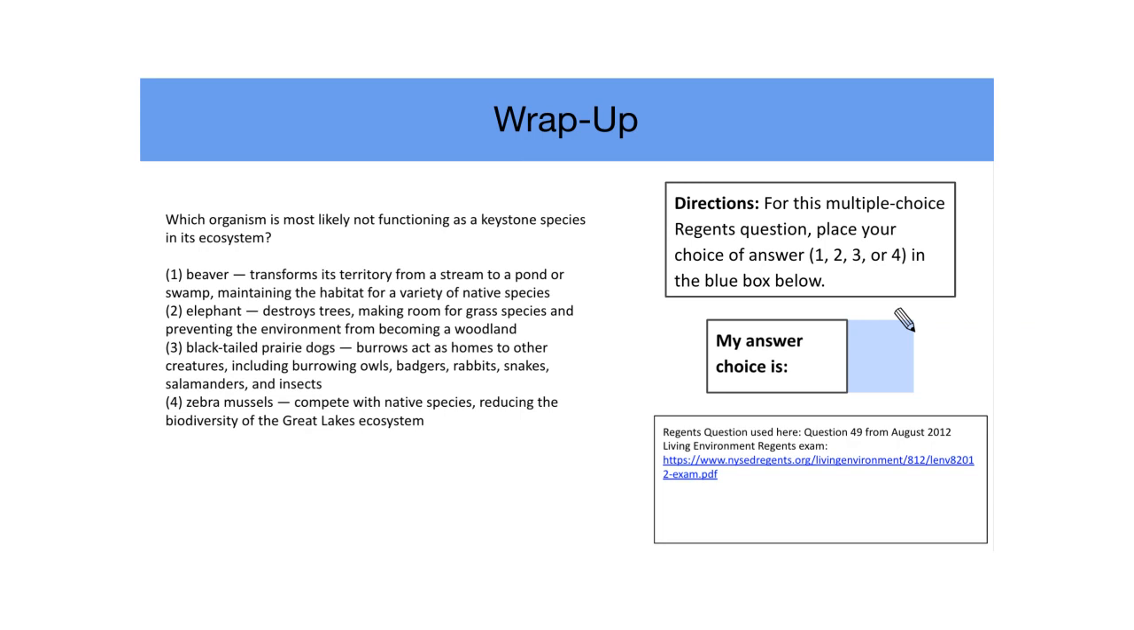Which organism is most likely not functioning as a keystone species in the ecosystem? Read the answers, pause this video, and then come back to it. That is correct. The zebra mussel is not a keystone species. However, the beaver, the elephants, and the black-tailed prairie dogs are keystone species in their ecosystems. The zebra mussels, however, are an invasive species in the Great Lakes ecosystem.